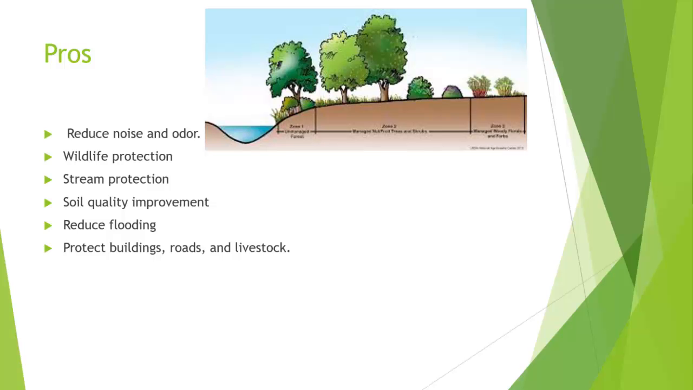Buffers can also lower the water temperature in streams, and this allows them to stabilize. Forests and bushier vegetative buffers increase the distance chemicals must travel to reach water, which means that less of the chemical will reach water. Again, it's improving soil quality. It's reducing flooding by stopping the water before it gets to rivers and things like that. And it's protecting buildings and roads and livestock along with that.